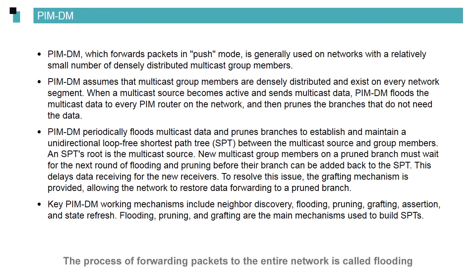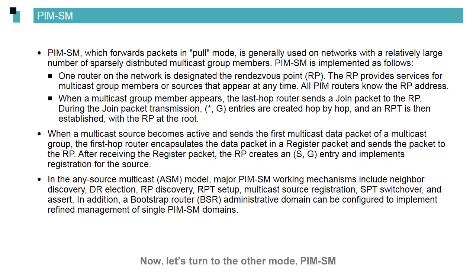SPT. The process of forwarding packets to the entire network is called flooding, and the process of removing unnecessary branches is called pruning. Once all unnecessary branches have been pruned, the network becomes stable, and data is forwarded along the tree. If a branch later requires multicast traffic, the branch is added back to the tree through a process known as grafting. Now, let's turn to the other mode, PIM-SM.